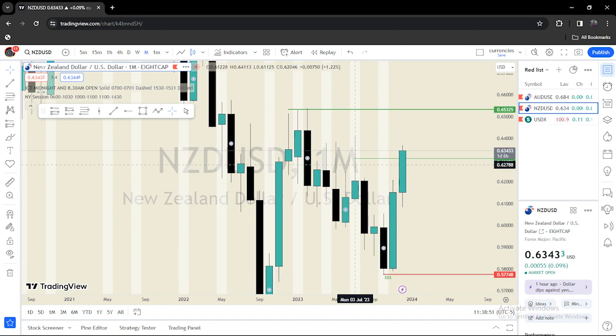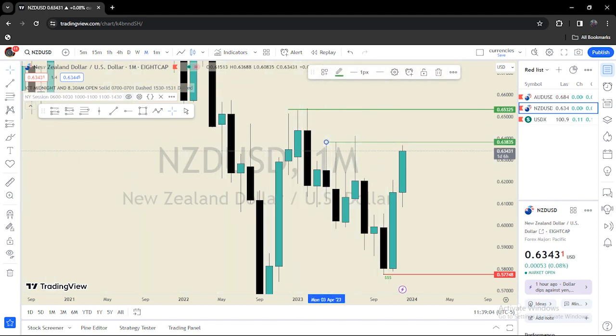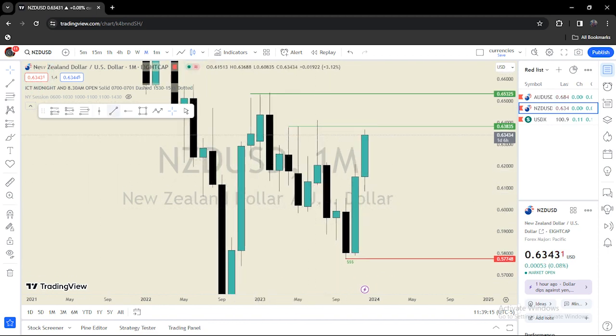Liquidity was taken here. That was in July, then price went down. After that, price created a fair value gap. After creating a fair value gap in August, it went down.